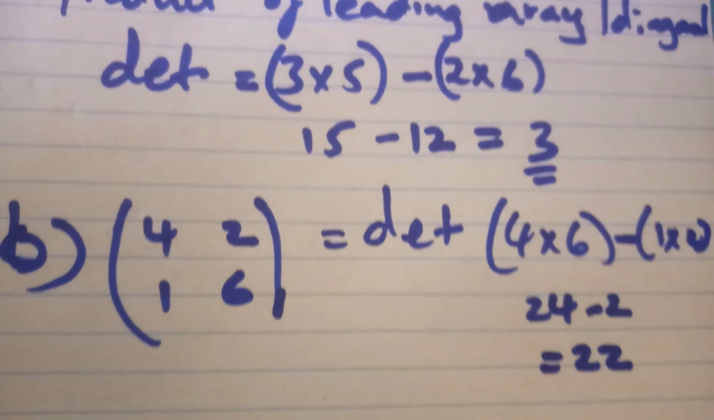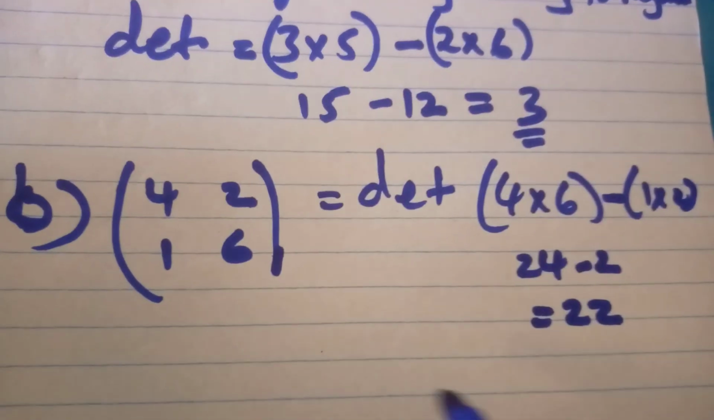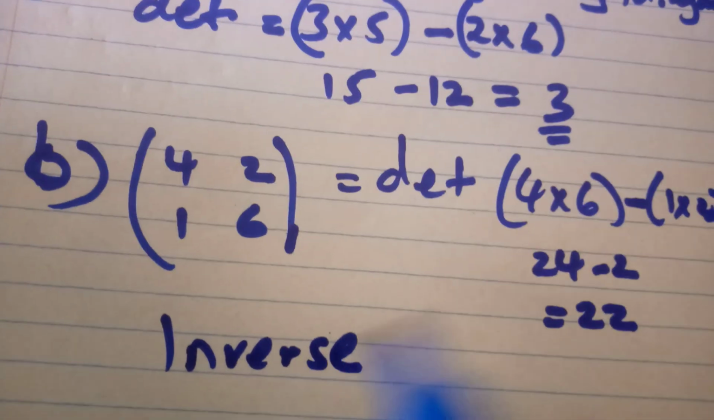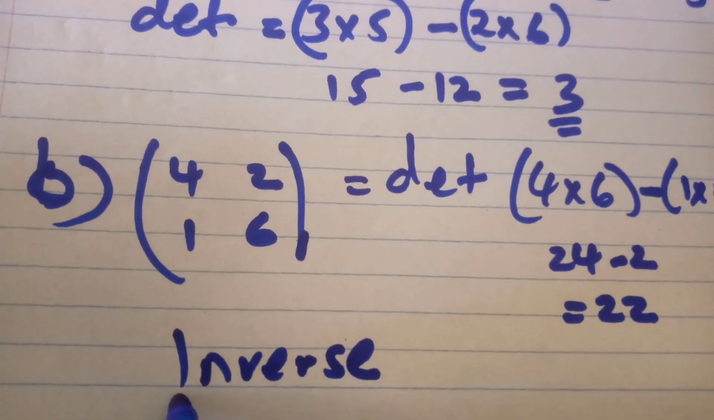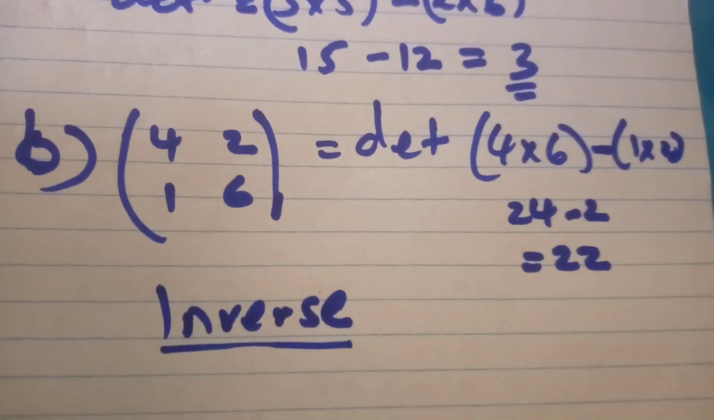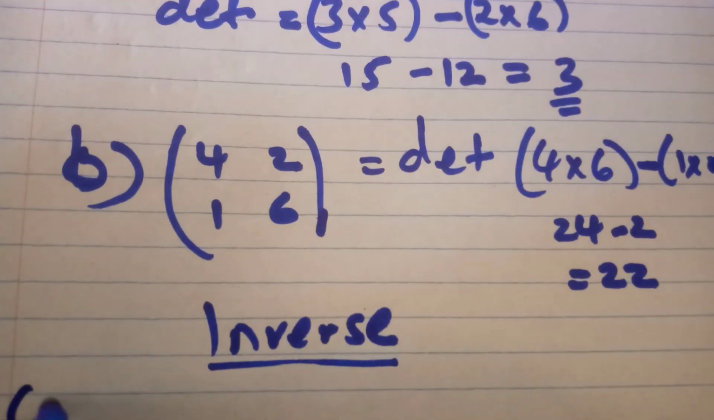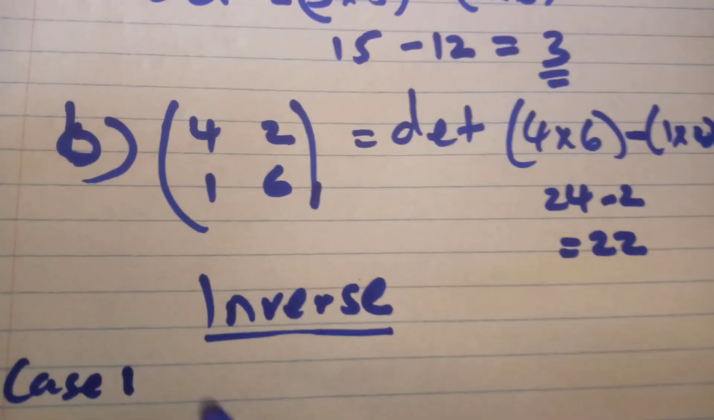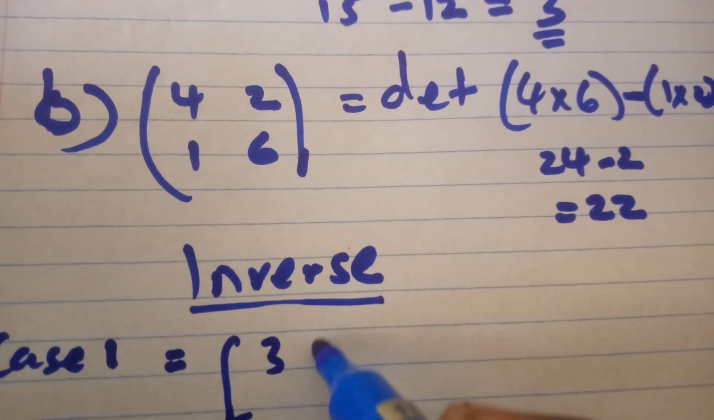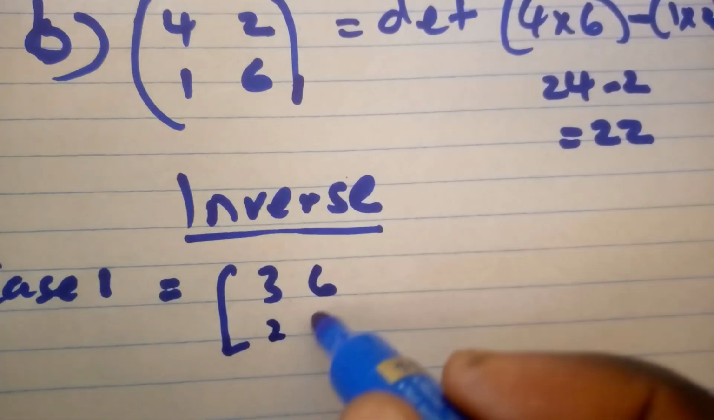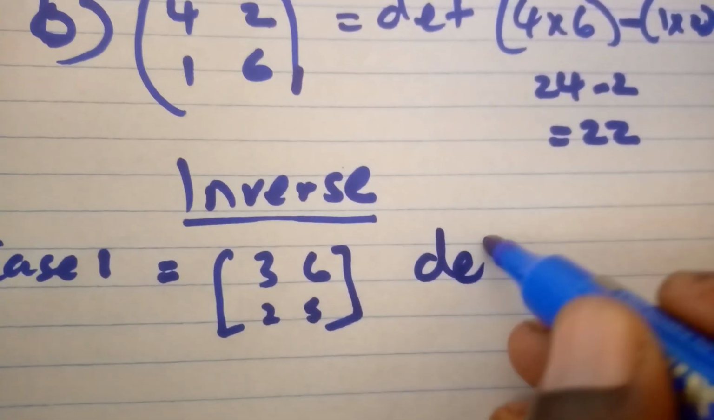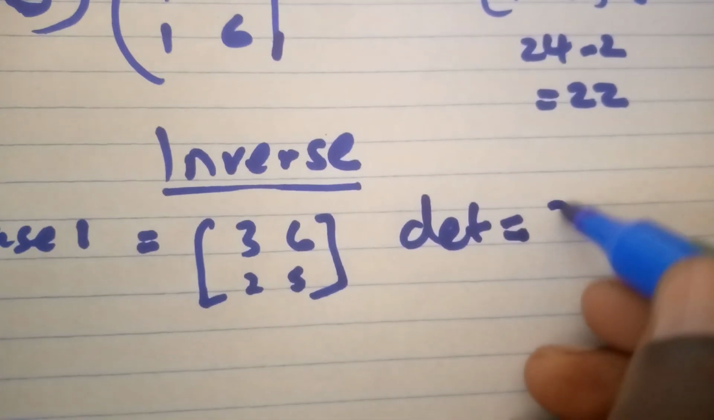So having known how to find the determinant, the next step is to find the inverse of a matrix. For our case 1, our matrix was 3, 6, 2, 5. We got our determinant as 3.